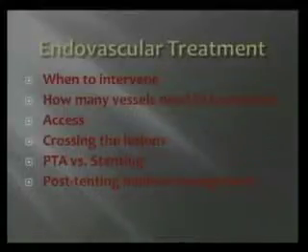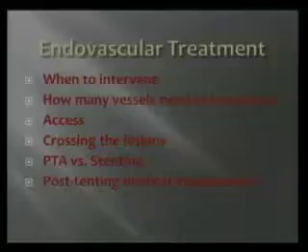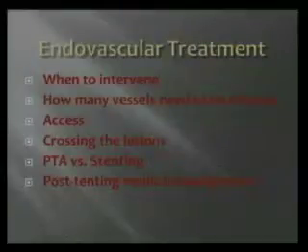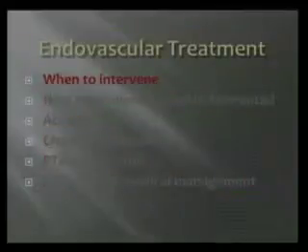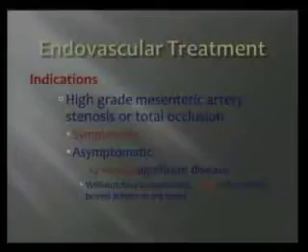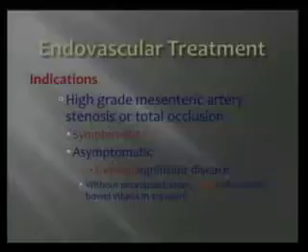So now we know the endovascular procedure is the first choice for most chronic mesenteric ischemia patients. Now I want to try to answer these questions. The first is when to intervene. What patients will need treatment? And how can we treat them? Let's start with the indications for chronic mesenteric ischemia.